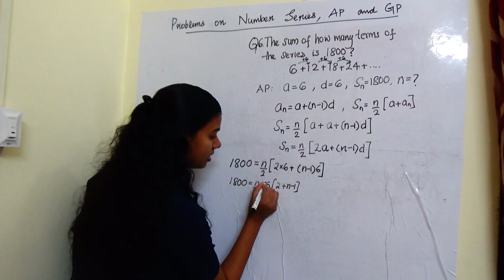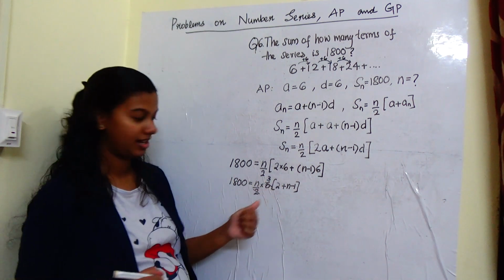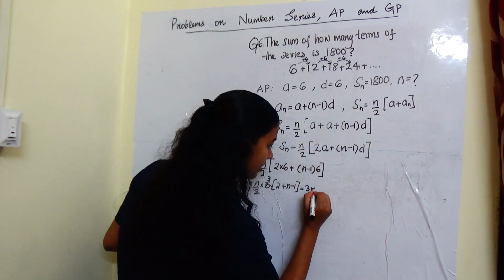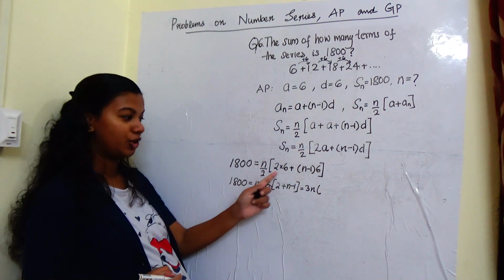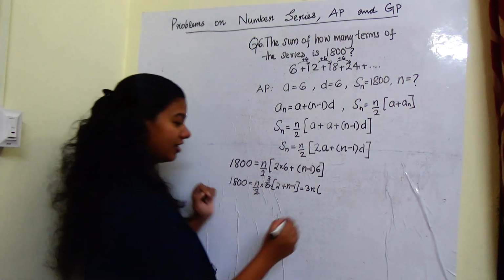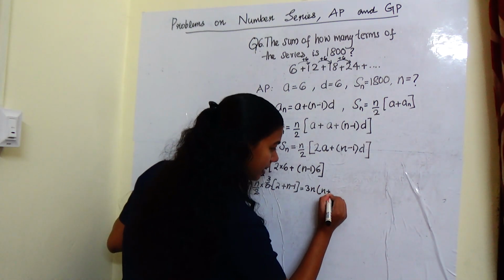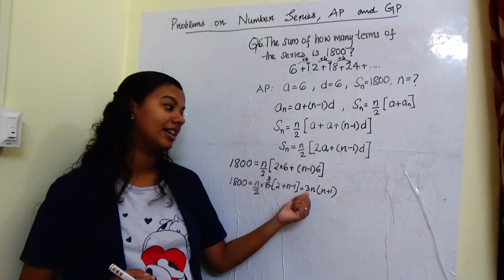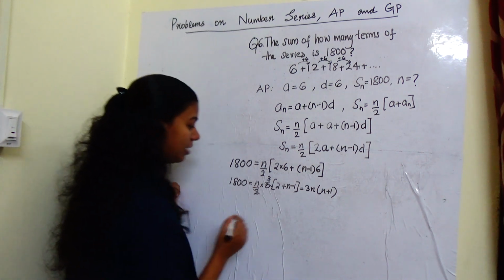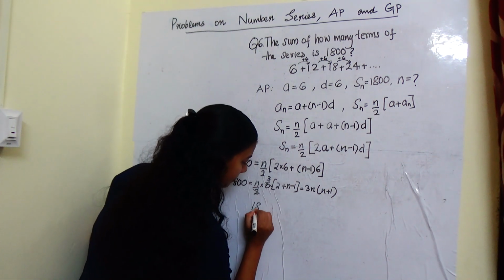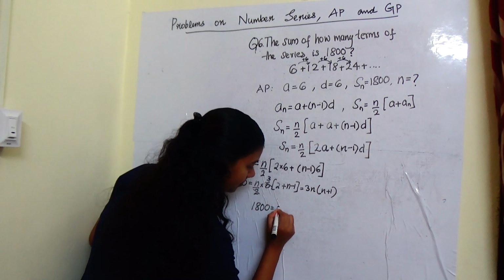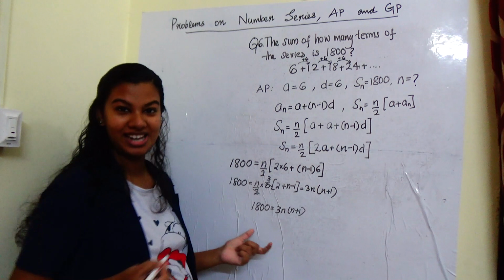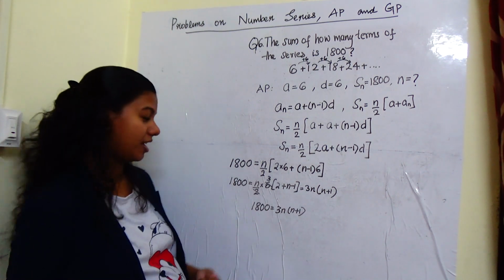So I cross it, I'll get 3. So this will be equal to 3 into n into what we have here, 2 minus 1 is 1. That is n plus 1, okay? So 1800 equals 3n into n plus 1. Let me write it down. 1800 equals 3n into n plus 1.